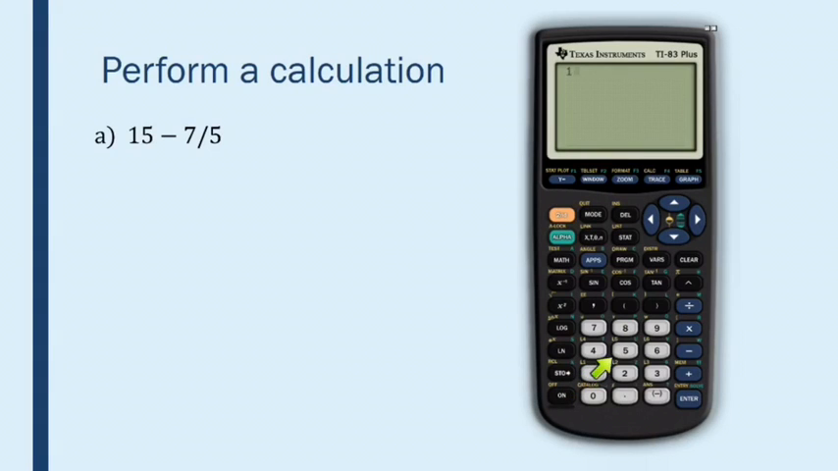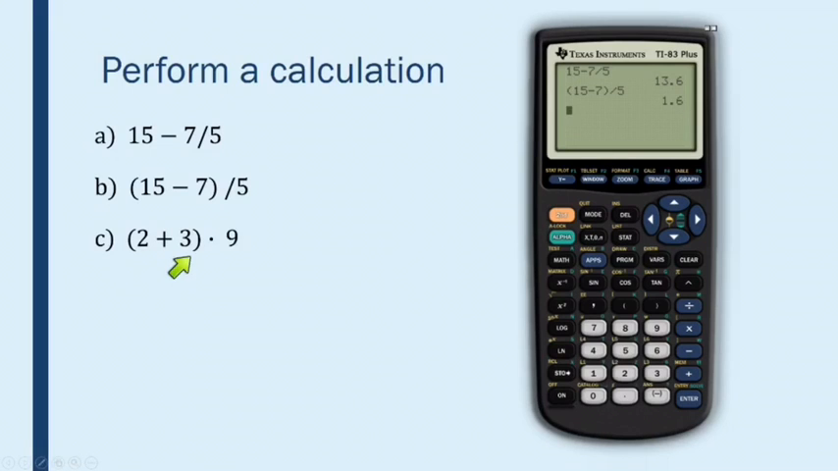You're going to go 15 minus 7 divided by 5. And then to see the answer, you'll press enter. And so that comes up 13.6. Now for this next calculation, we'll use parentheses. You remember from algebra that parentheses have to be evaluated first. So if we press parentheses 15 minus 7 and then close the parentheses and divide by 5, we'll get a different answer. So the parentheses change the order of operation.